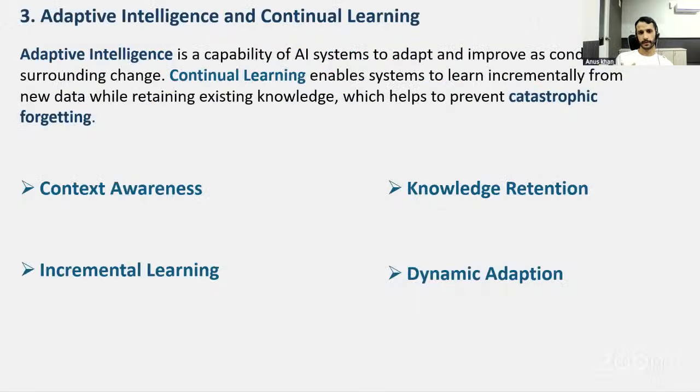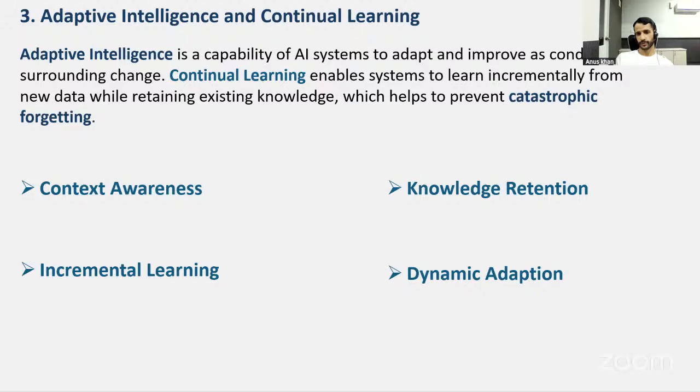Adaptive intelligence and continual learning. Adaptive intelligence is the capability of AI systems to adapt and improve as conditions or surroundings change. Continual learning enables systems to learn incrementally from new data while retaining existing knowledge, which helps them prevent catastrophic forgetting. Before I discuss the key points, I need to explain what catastrophic forgetting is. Guys, I would say the catastrophic forgetting issue is not only faced by AI models, because it's also faced by humans. In many scenarios, when we learn something new, we face the issue of forgetting our existing knowledge, some existing key points.